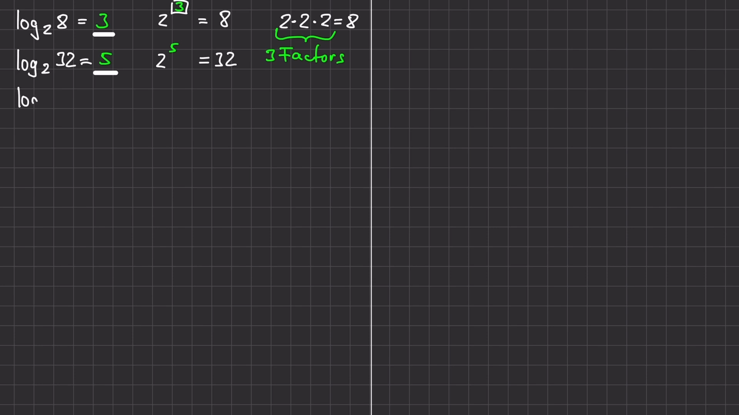What is log base 3 of 81? 3 times 3 is 9, times 3 is 27, times 3 is 81. So log base 3 of 81 equals 4. What is log base 5 of 125? 5 times 5 is 25, times 5 is 125. So log base 5 of 125 equals 3.